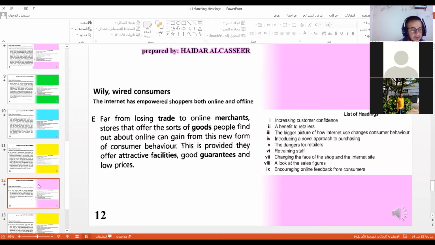Okay, Ahmed, did you find the answer? Teacher, I have two answers. No, choose one of them. Which one do you think is the more suitable? I think number 3. Why? Where did you find it, number 3? Because use change customer behavior here, same word. Where is the behavior here? A new form of customer behavior or no? No, this is not change. This is a new form. New. So, which one is more suitable?